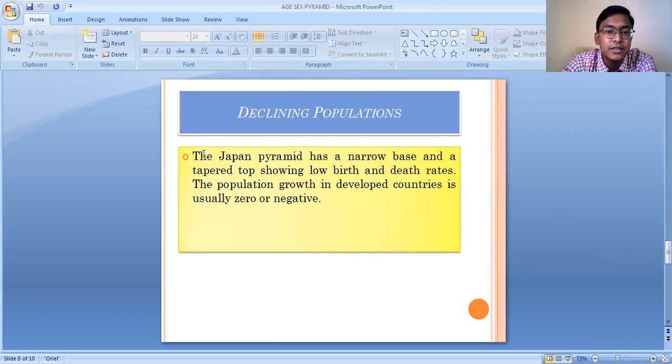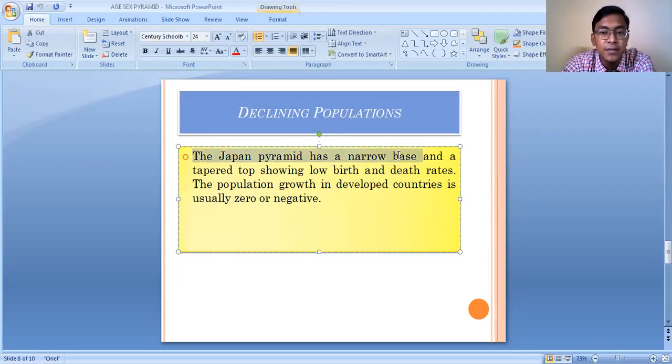See the Japan pyramid. The Japan pyramid has a narrow base and a tapered top, showing low birth and death rates. So if you draw the population pyramid of Japan, you will get a narrow base. The base is not wider like the previous one, but narrow. That means the percentage of people in the lower age group is very much less. Why? Because the birth rate is very much less, as well as the death rate is also less.